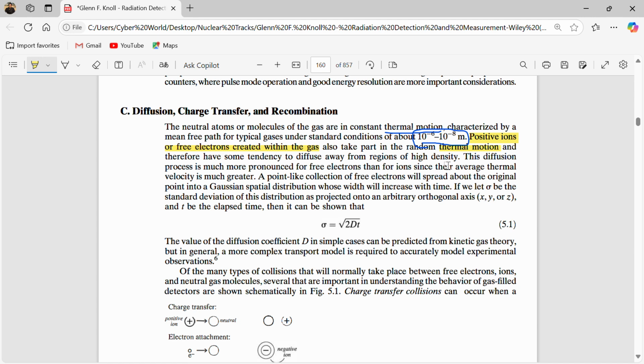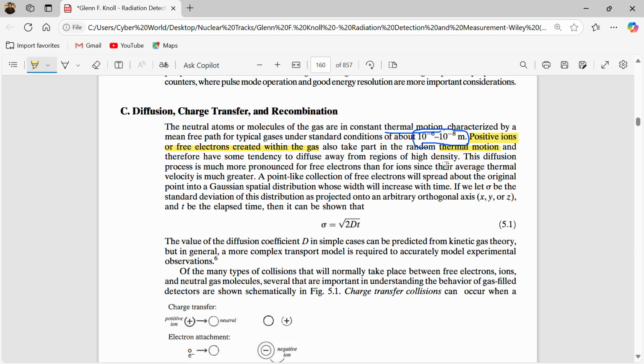Definitely those ions which have the greater velocity have to be diffused, as the thermal motion increases. A point-like collision of free electrons will spread about the original point into a Gaussian spatial distribution, whose width will increase with time, because the width of the Gaussian peak increases with time.